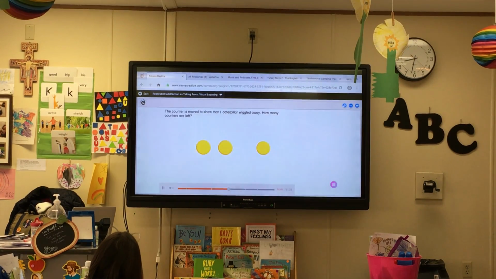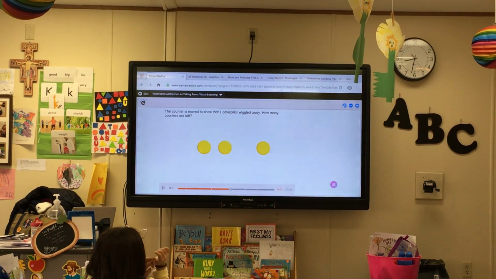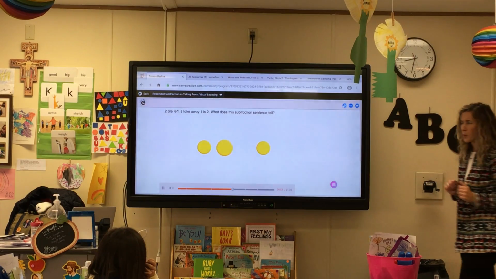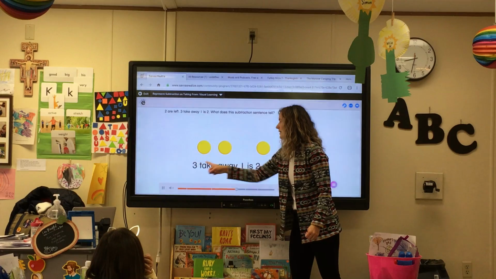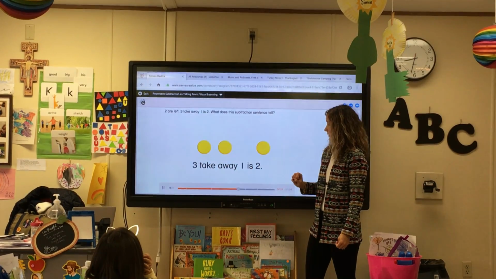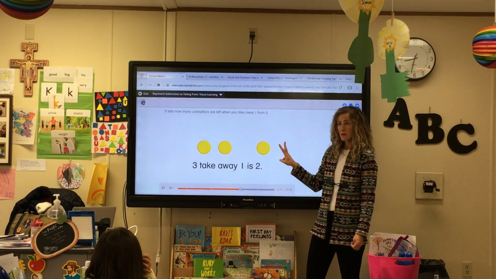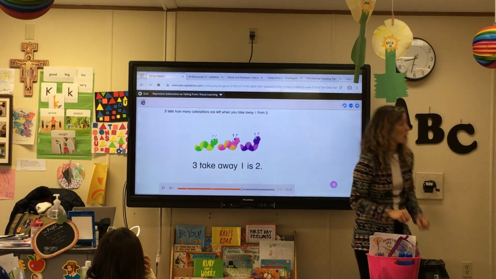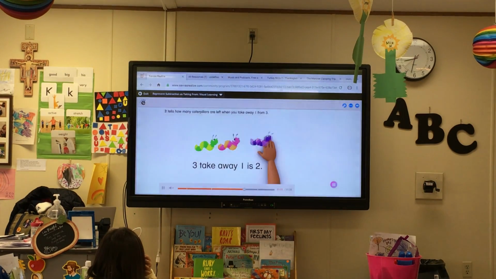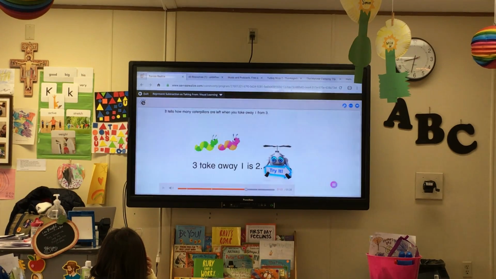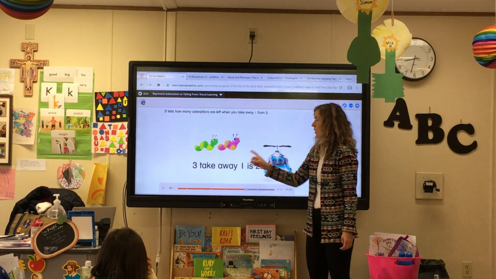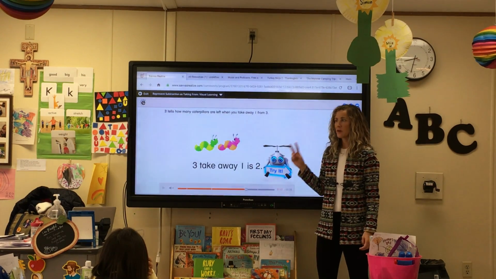How many counters are left? Whoa, how many are left? 2. Yes. 3, take away 1 is 2. Oh, you see that? What does this subtraction sentence tell? All right, we have 3. It tells how many caterpillars are left when you take away 1 from 3. Okay, all right, so yeah, we have 3, take away 1. Now we're left with 2.